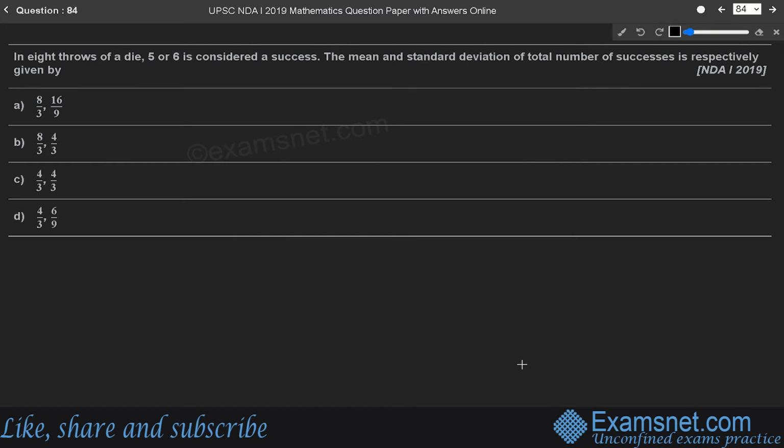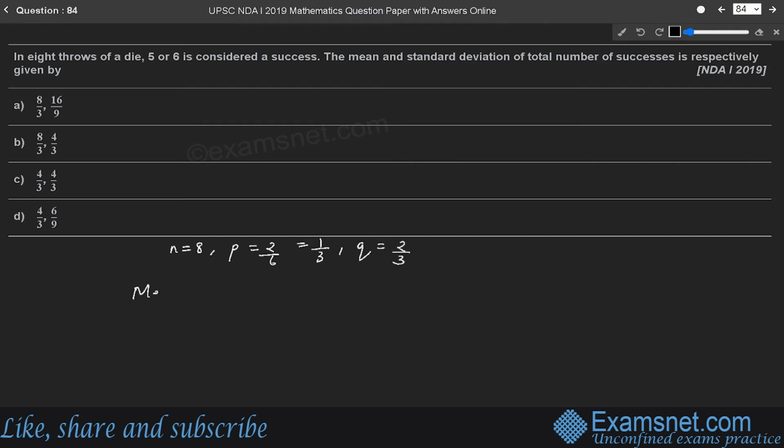Next question is, in 8 throws of a die, 5 or 6 is considered a success. The mean and standard deviation of the total number of successes is respectively given by. This is a question from statistics. The given values are n is equal to 8, p is equal to 2 by 6, which is equal to 1 by 3, and q will be equal to 2 by 3.